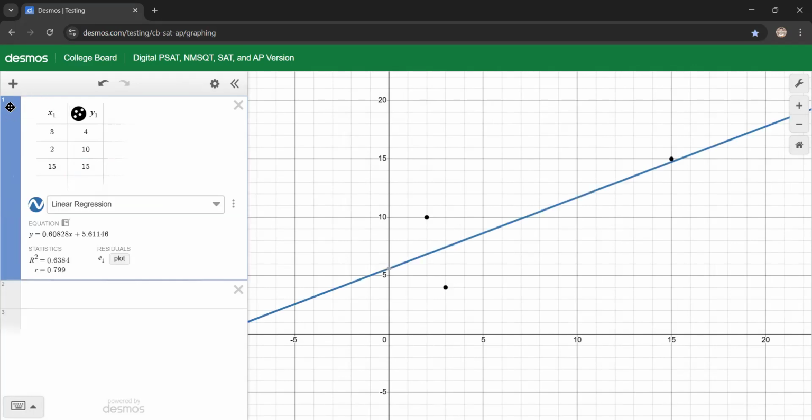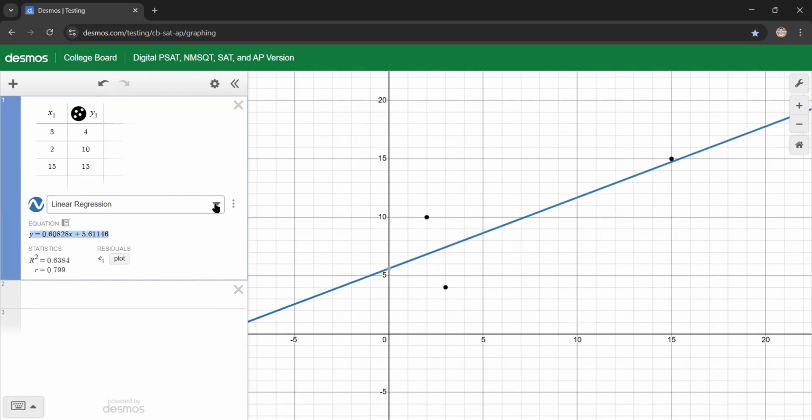What you can do with a scatter plot is add a regression. Once you click on it, you will see something like this. By default, you are getting a linear regression. Linear regression means Desmos tried its best to approximate your points to a line. And here you have the linear equation.